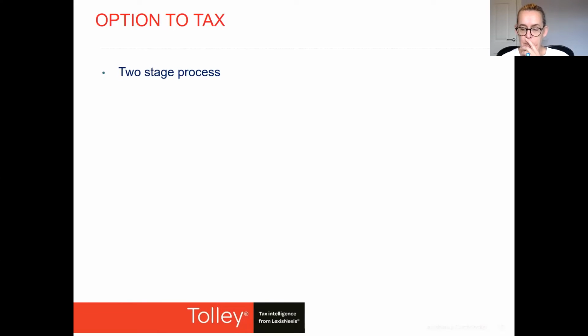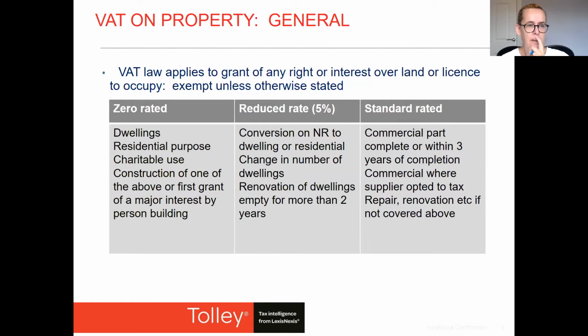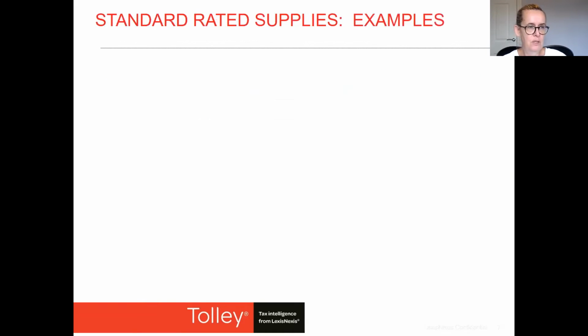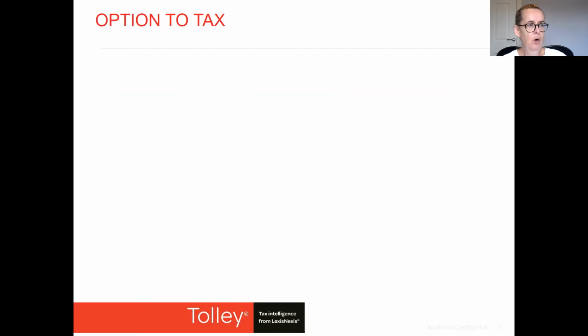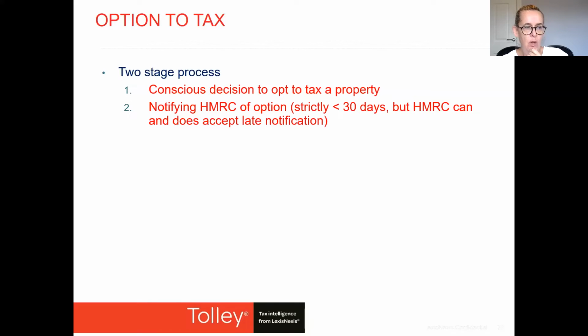with commercial property, if we go back to this table, if the disposal or the transaction is within 3 years of completion, it is automatically standard rated. But beyond that, the supplier can opt to tax. Option to tax is a two-stage process. The first is where the owner takes a conscious decision to opt to tax the property, and then you notify the revenue of that fact.